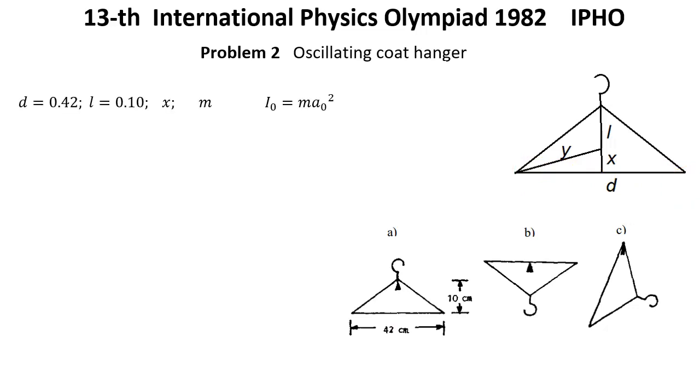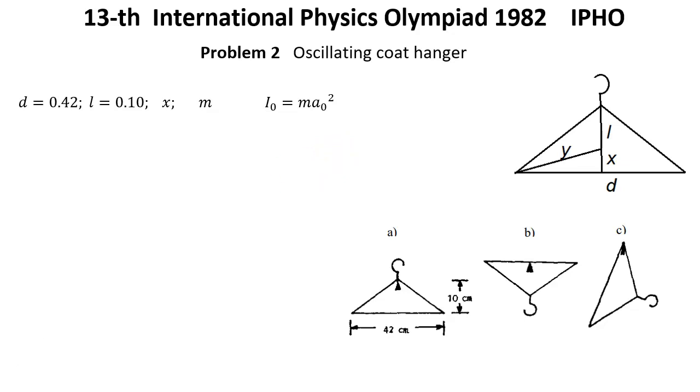Now suppose that d is the length of this base of this hanger, which is 42 centimeters. L is the height, which is 10 centimeters. x is the distance from the center of mass to the middle of this base. And because we have oscillation in the plane of this hanger, we can say that the moment of inertia around this center of mass is m a0 squared, where a is some kind of characteristic of the geometrical sizes of this hanger.